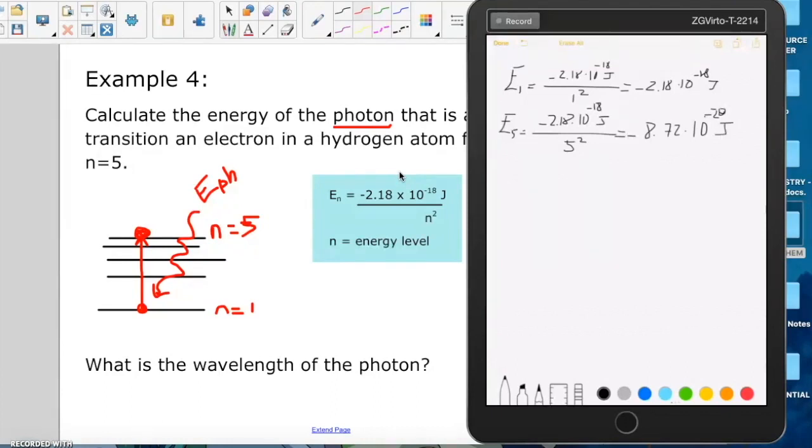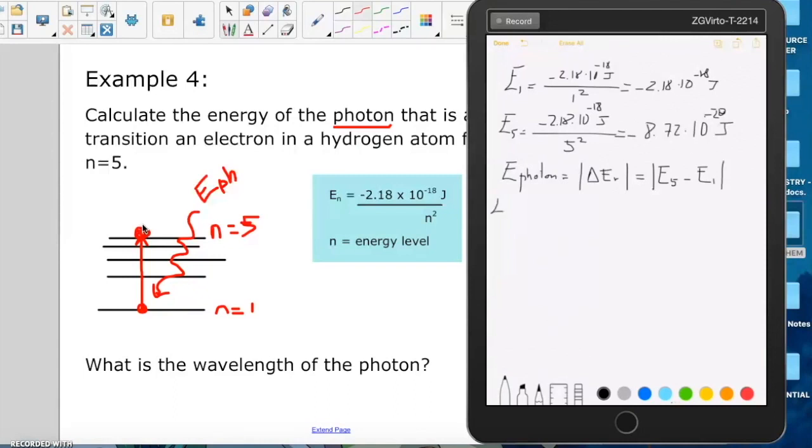Now that we know the energy of the electron in N1 and in N5, we want to know how much energy this electron had to absorb in order to jump all the way up to N5. That will be the energy of the photon that is absorbed. Remember, it is the absolute value of the difference of the energies: the energy on the final state, 5, minus the energy on the initial state, 1.